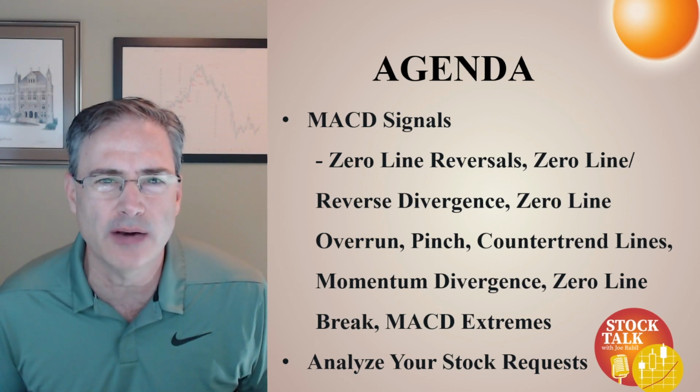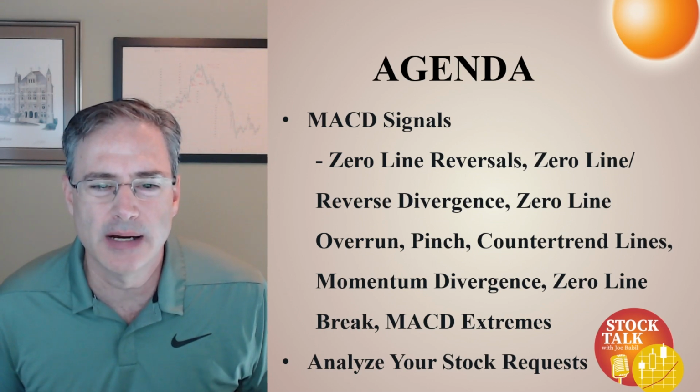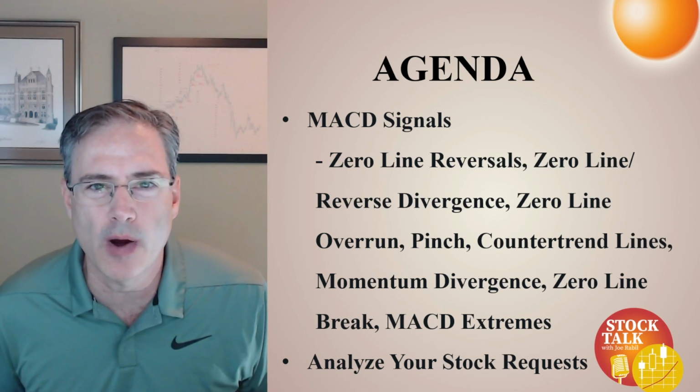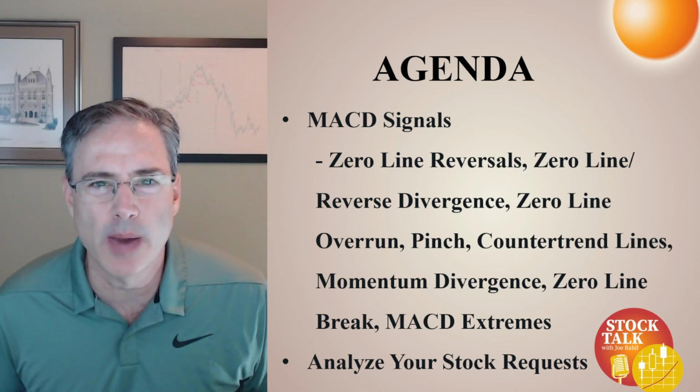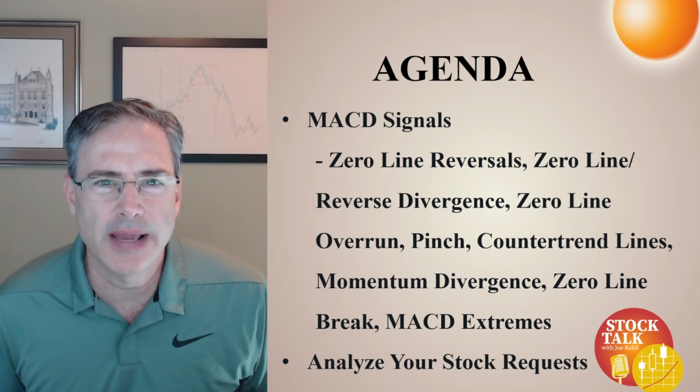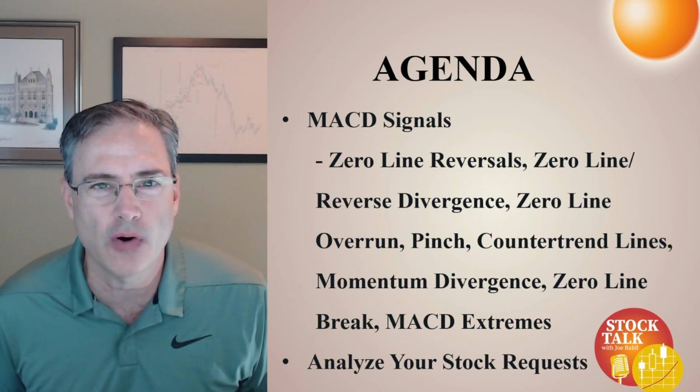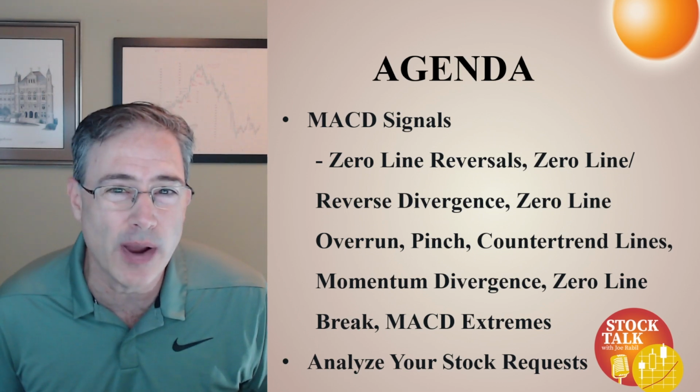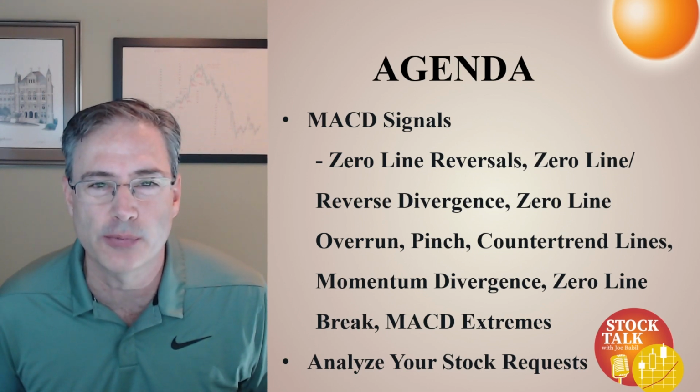And then a signal that I call a counter trend line, where price is going one way and MACD is going the other. And I will mention momentum divergence here. And then also when we get a MACD extreme. So these are all different things I want to touch on. I want to do it pretty quick because we have a lot of symbols to go through.